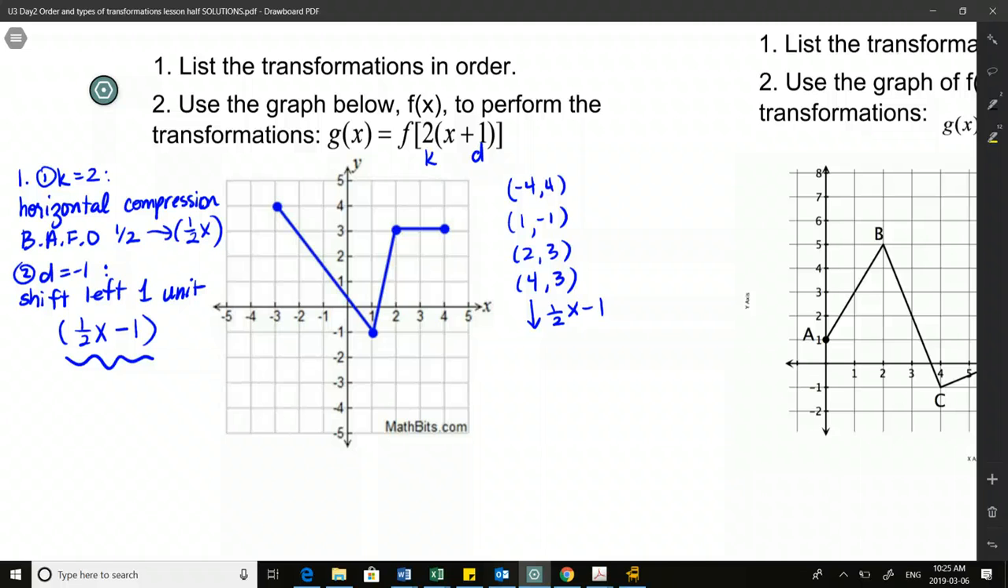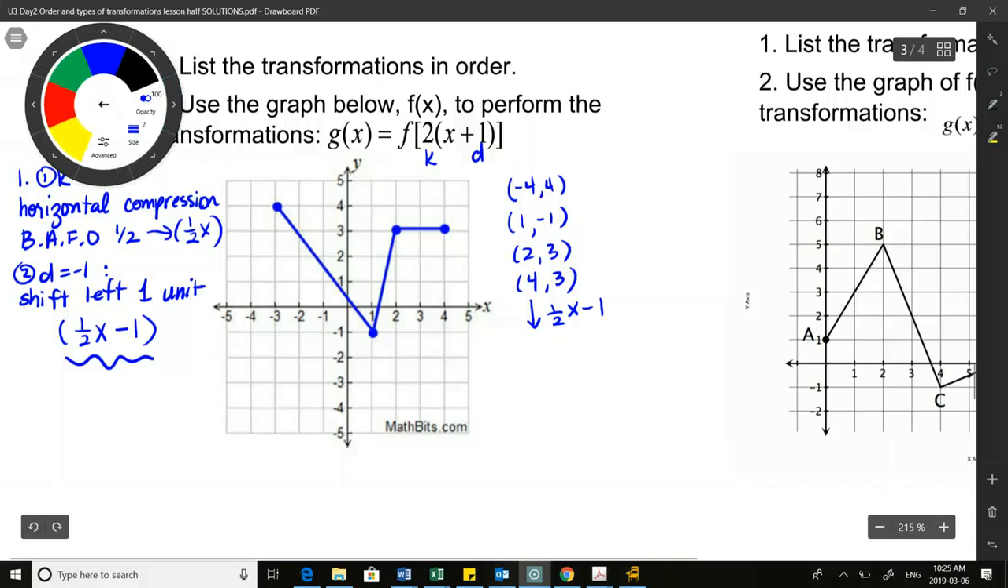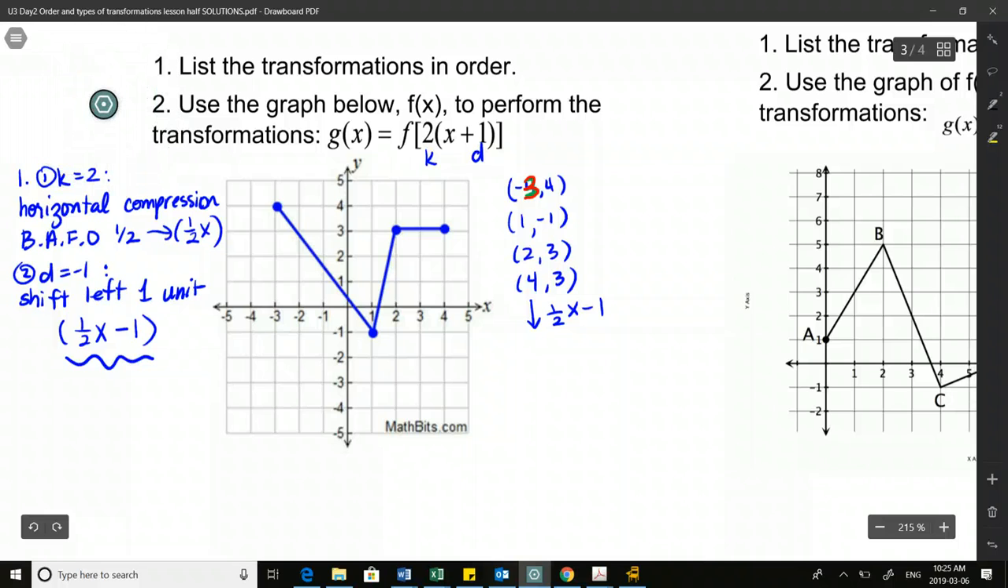Derek? Negative. Oh yeah, thank you. Yep. Sorry guys, this right here should be a 3, not a -4. So just fix that. Thank you, Derek.